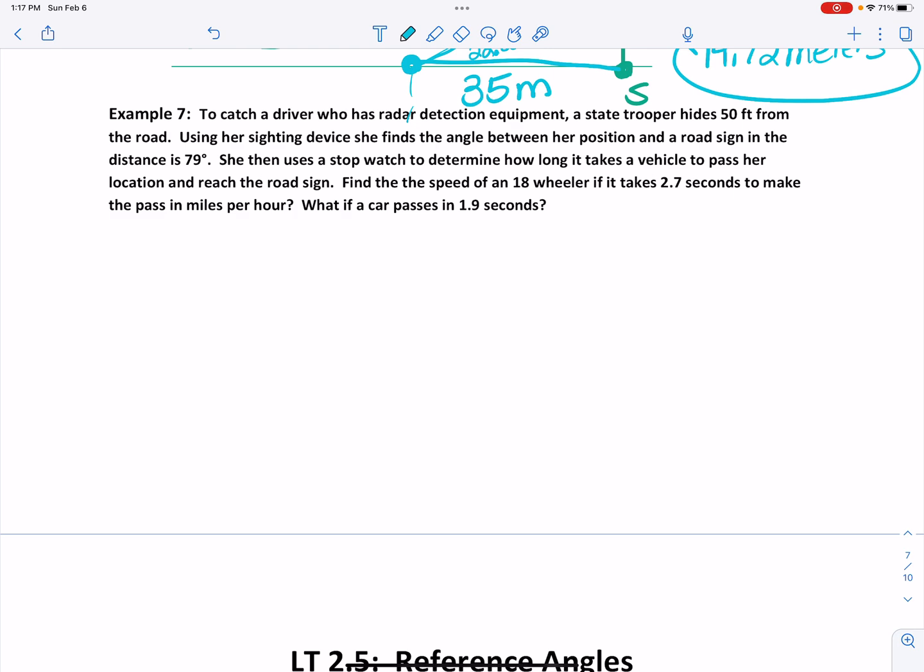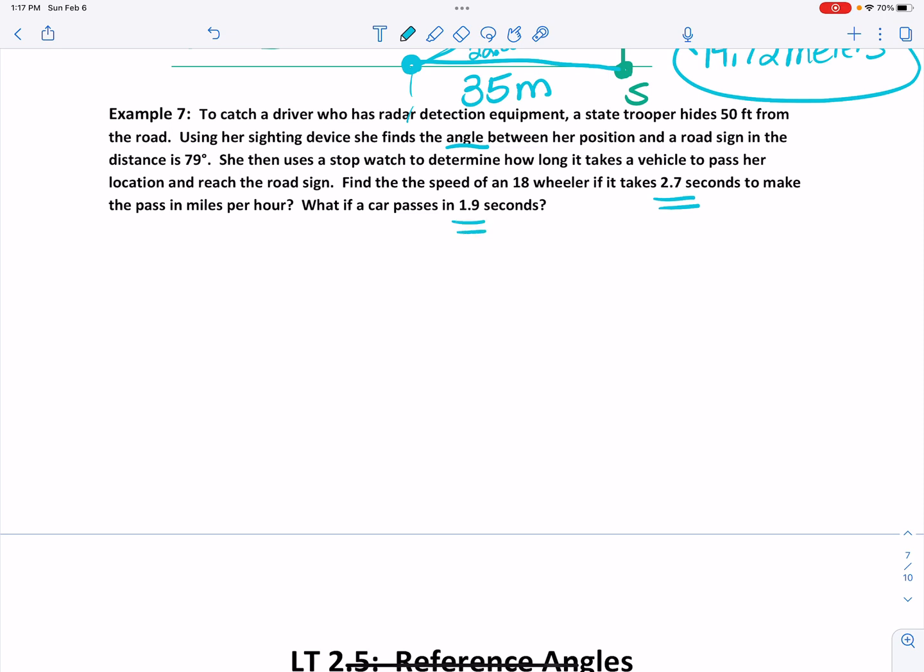To catch a driver who has radar detection equipment, a state trooper hides 50 feet from the road. Using her sighting device, she finds the angle between her position and the road sign to be 79 degrees. So it's a sighting. The angle between is 79 degrees. She then uses a stopwatch to determine how long it takes a vehicle to pass her location and reach the road sign. Find the speed if an 18-wheeler takes 2.7 seconds, and then what if a car takes 1.9?